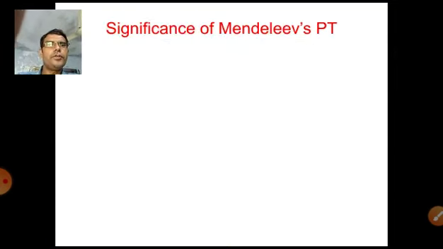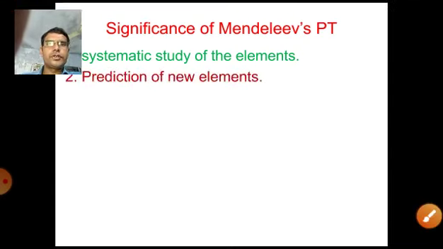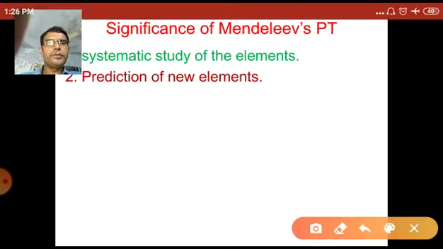Now what is the significance of the Mendeleev periodic table? Mendeleev first arranged the elements in a systematic way, and it is very easy to study the elements in a systematic way. The systematic study of the elements. Now next, prediction of new elements. Mendeleev also predicted new elements according to the physical and chemical properties of the previous elements.